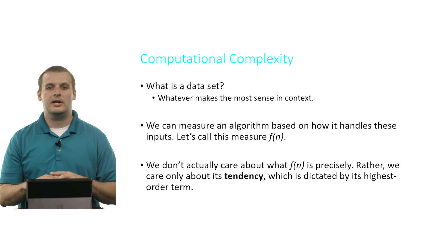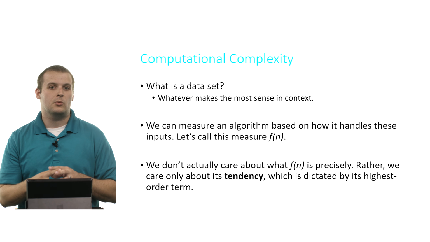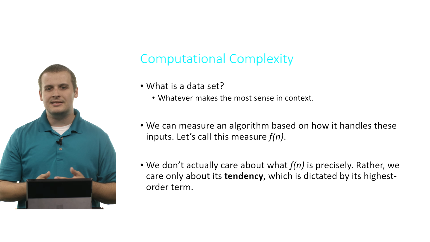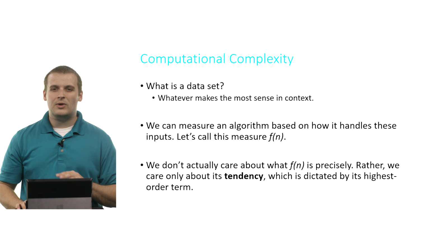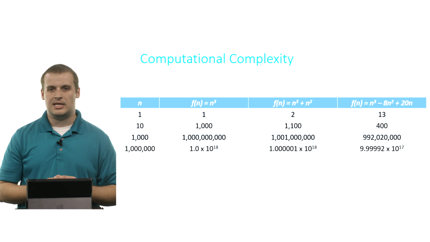We're just going to talk about what f of n is approximately, or what it tends to. And the tendency of an algorithm is dictated by its highest order term. We can see what I mean by that by taking a look at a more concrete example.